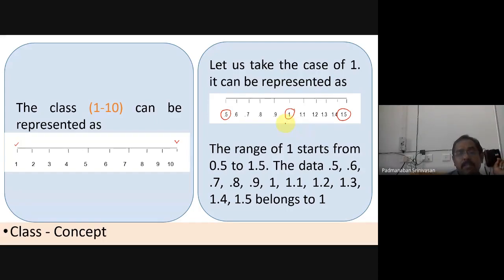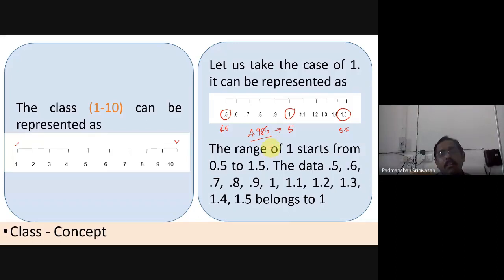Okay. Likewise, if it is 5, what is the lower limit for 5? I am not asking for a class, for a number. What is the lower limit of 5? 4.5. And what is the higher limit for 5? 5.5. Yes. So the numbers starting from 4.5 to 5.5, all those numbers. Suppose I say 4.985, it should be taken as 5.